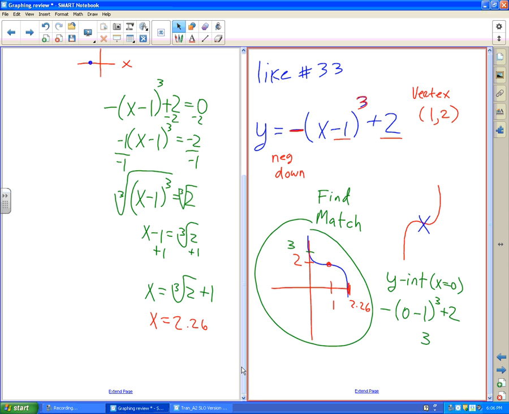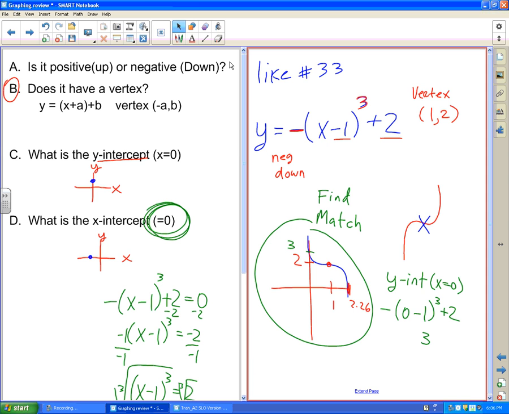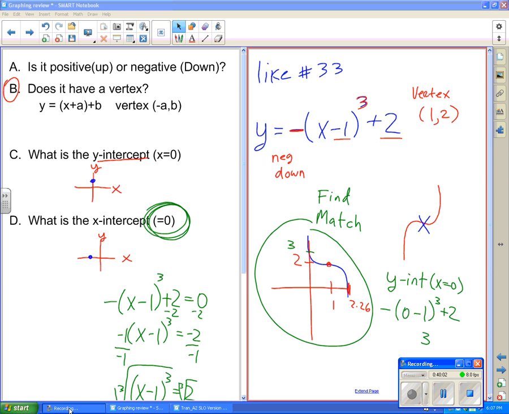Hopefully you do not have to do that last step. As soon as you find your match, you're done. Okay, so that's the first part of what I wanted to show you. That took a long time. Hopefully you can skip around and find what you need.